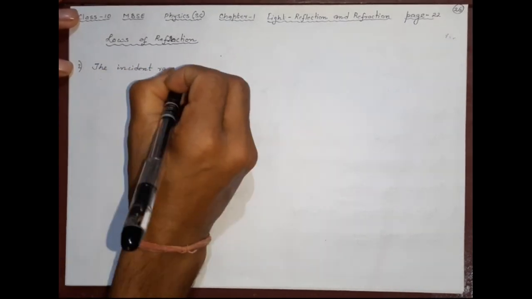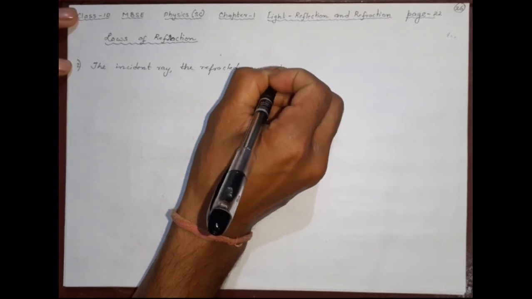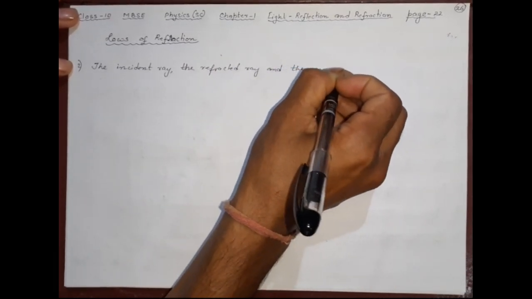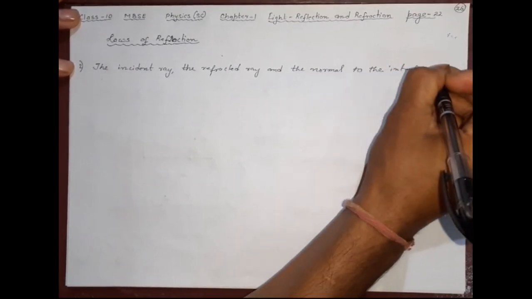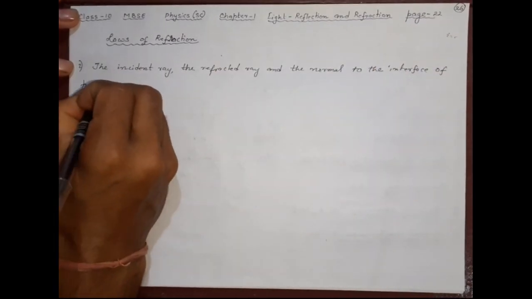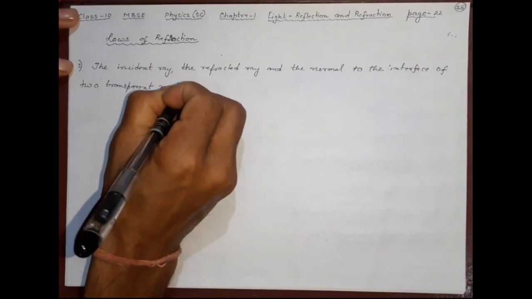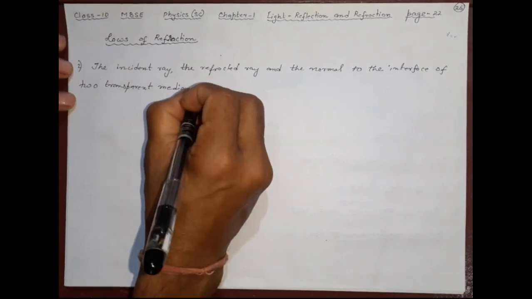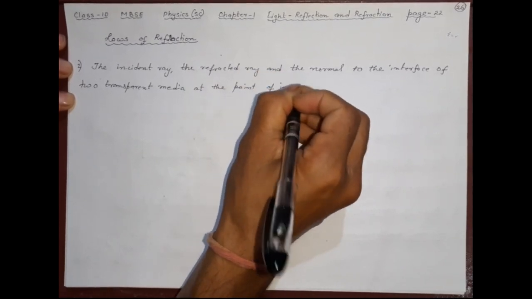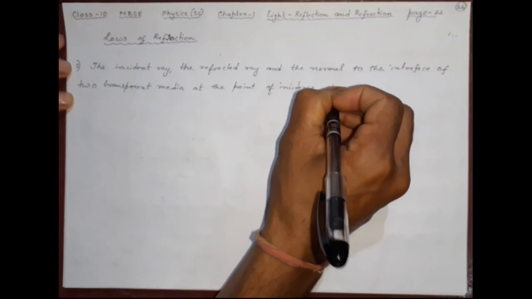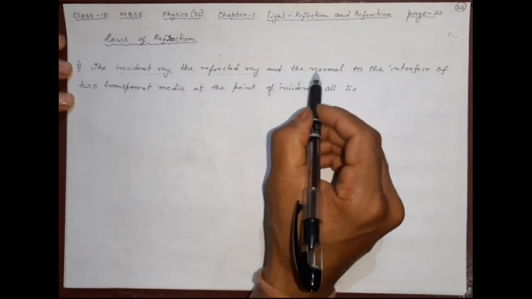incident ray, the refracted ray and the normal to the interface of two transparent media. Media means plural of medium. Media at the point of incidence. All means the three things: incident ray, refracted ray and the normal.